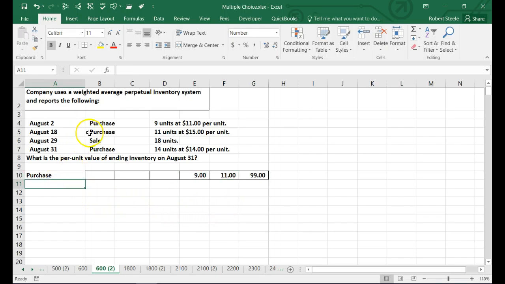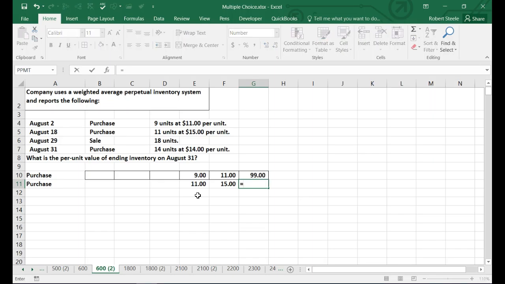Then we purchased another 11 units, so we're just going to purchase again. We're going to go over these columns over here. We purchased another 11 units at $15. I'm going to multiply that out, so now we've got 11 times the $15. So now we have this issue where we're going to have a problem if we sell the units, because we have some that cost 11, some that cost 15. We're not going to use the LIFO or the FIFO. We're going to average them. So we could do that now.